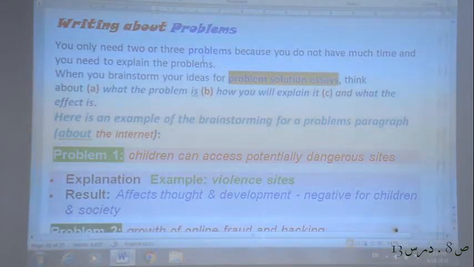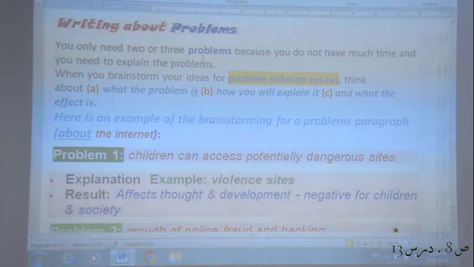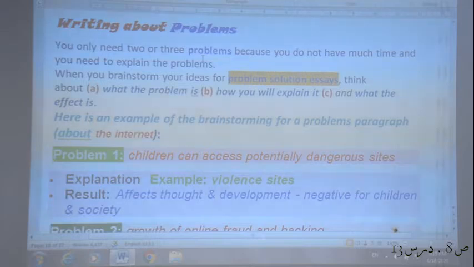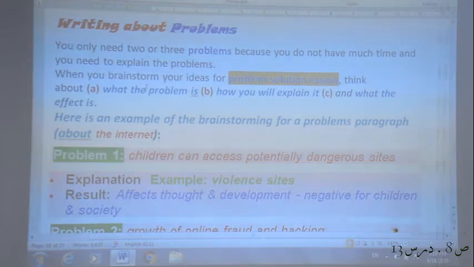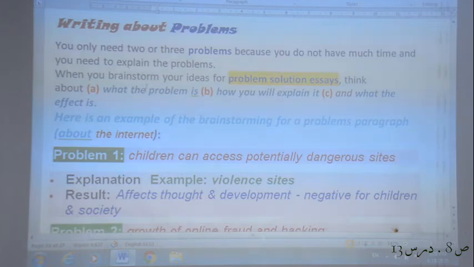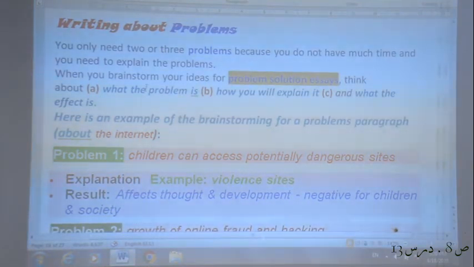So dear students, when you want to start writing your essay in the final exam, you can think about 2 or 3 maximum problems to write about. Why? Because you are very short of time and you will explain these problems. So the first step to write our essay is to brainstorm our ideas. What does that mean? It means to draft our ideas, okay?